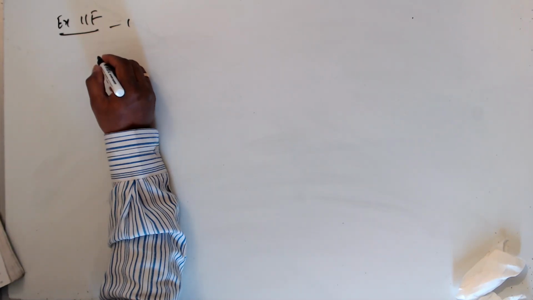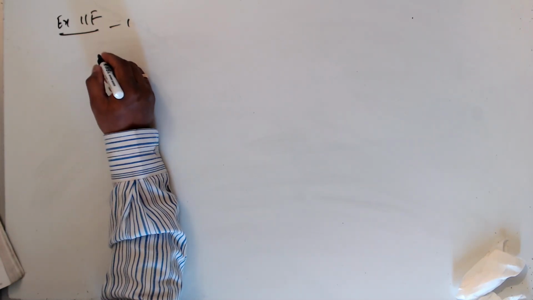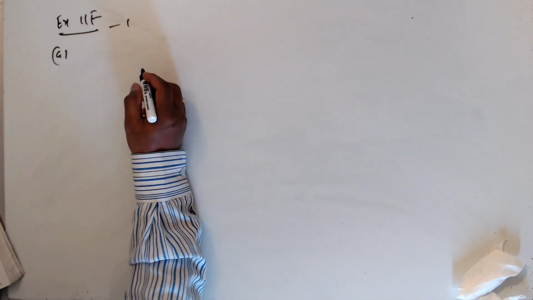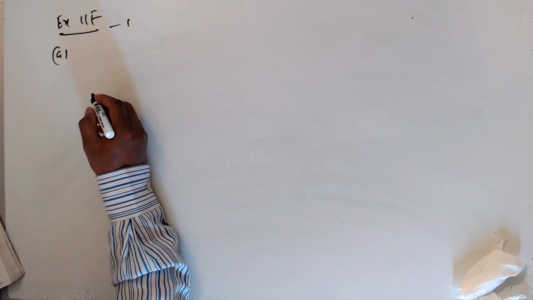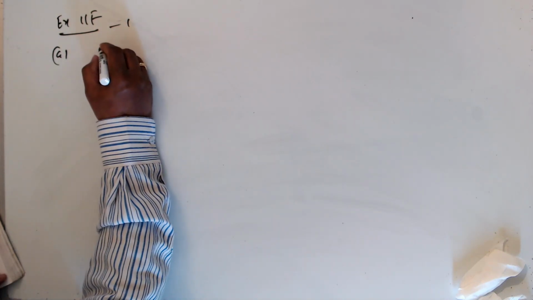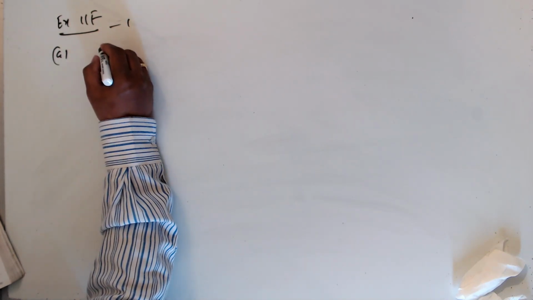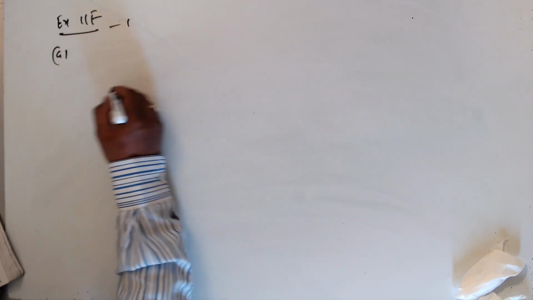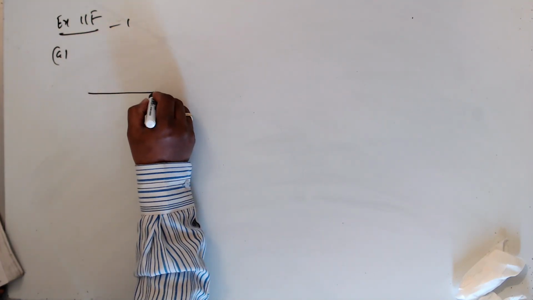Exercise 11F, question number 1. Part E. If you go to 3, find the speed of a particle moving with these velocities. So 3 and then 4.